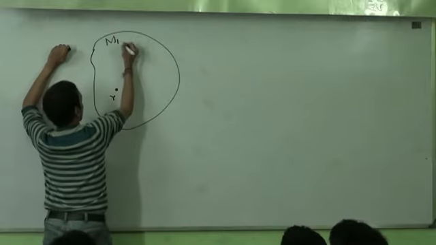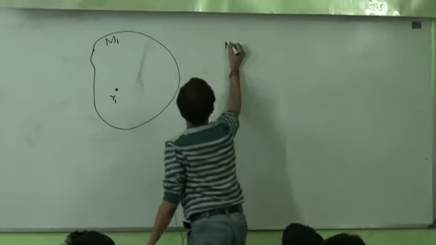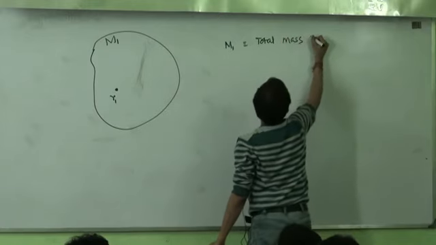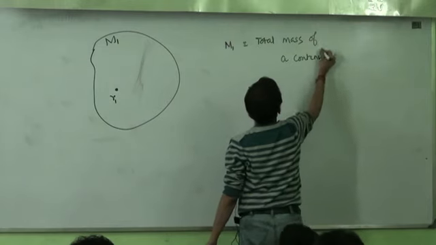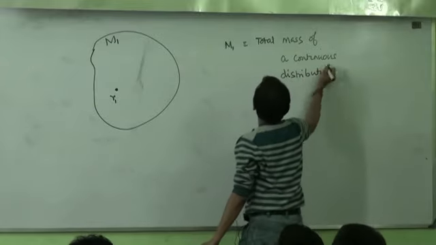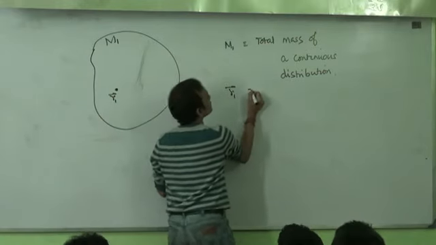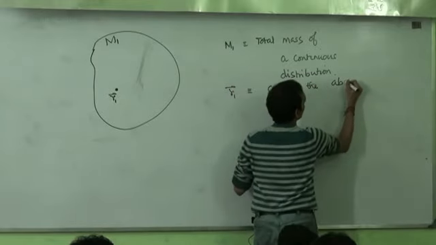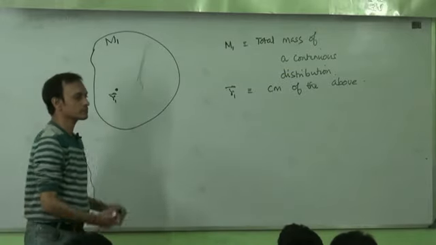Let me call it M1. The center of mass of this M1 is at R1, right? M1 is the total mass of a continuous distribution, and R1 is the position vector of the center of mass of the above distribution.